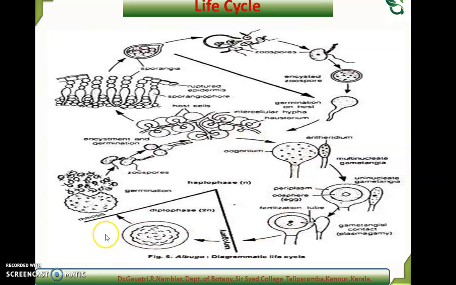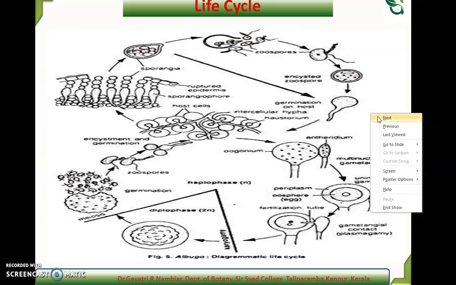So the diploid phase is noticeable only for a small period, which results in the formation of the zygote, and all other stages are haploid in nature. So the haploid phase is dominating and the diploid phase is denoted by only the zygote formation. So this is about the life cycle of Albugo.